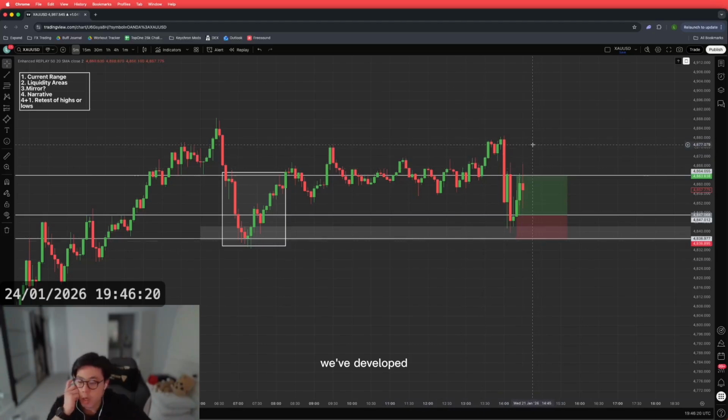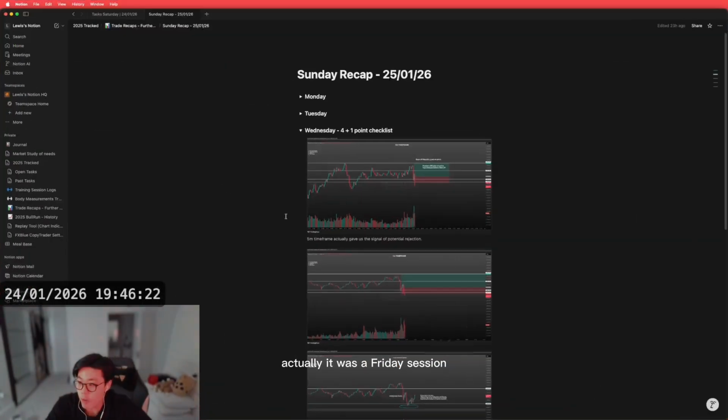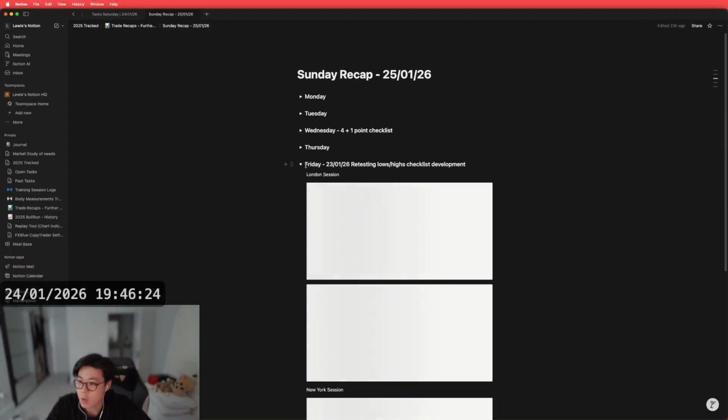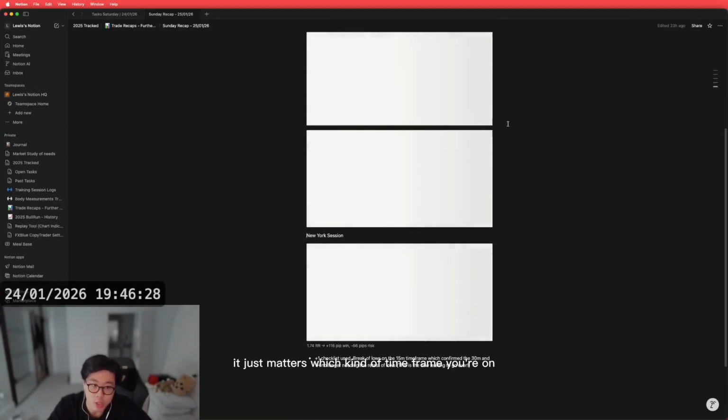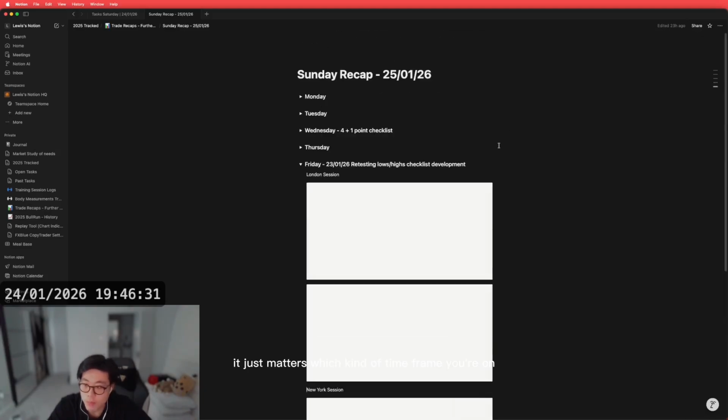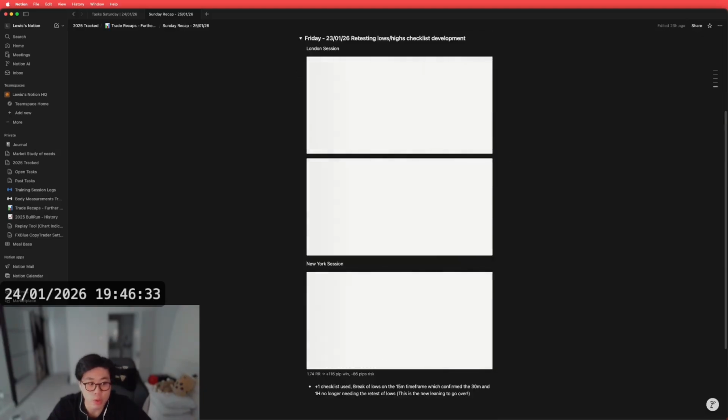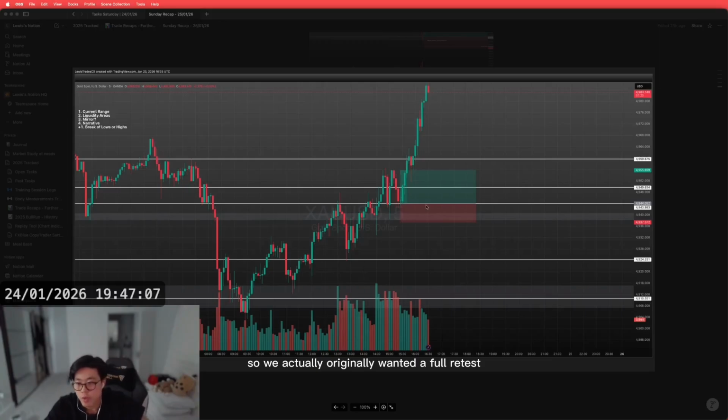We developed, well, actually, it was a Friday session, whether retesting lows or highs is mandatory, and it pretty much is. It just matters which kind of time frame you're on. If this will load. So we actually originally wanted a full retest towards this bottom wick, which was your higher time frame. That's the hour, the 4-hour lows, and the 30 lows. Actually, it was the 30 and the hour lows. And we actually only needed a retest on the 15-minute candle breaking structure. So this was your 15 bottom wick.